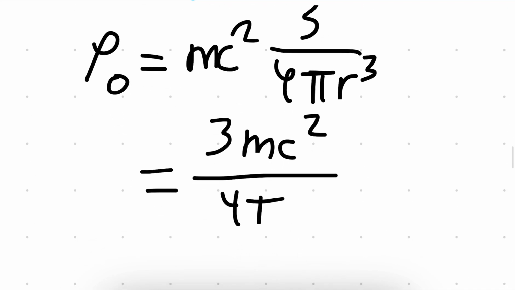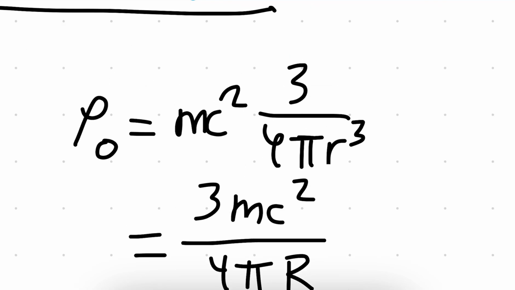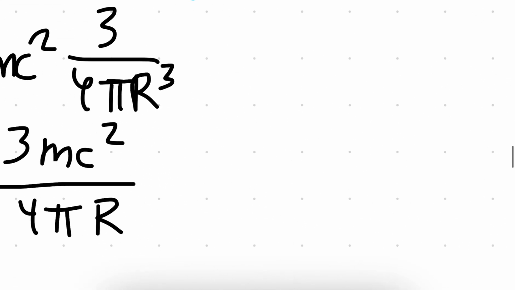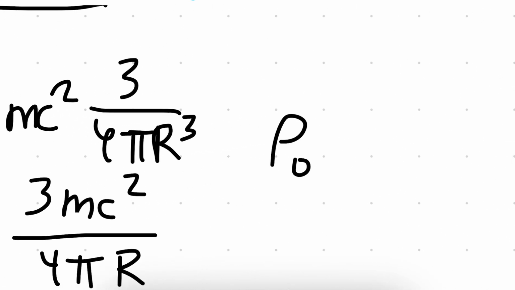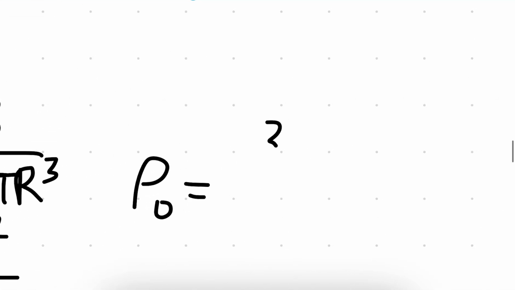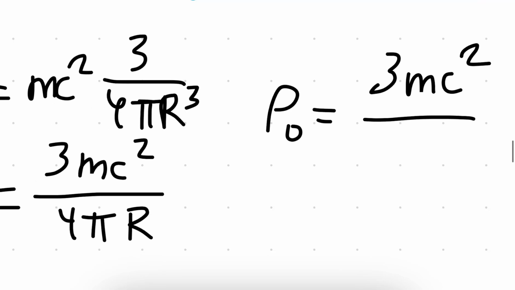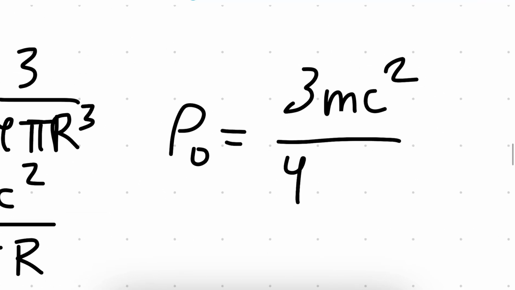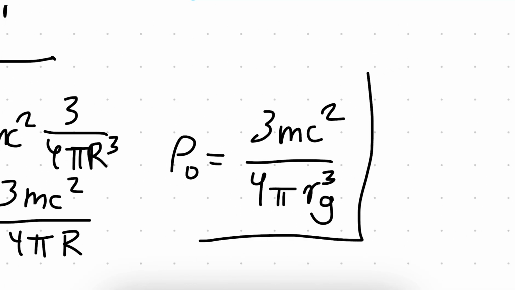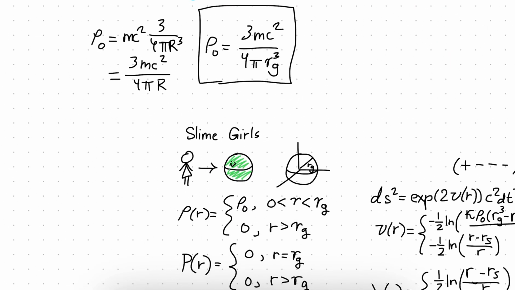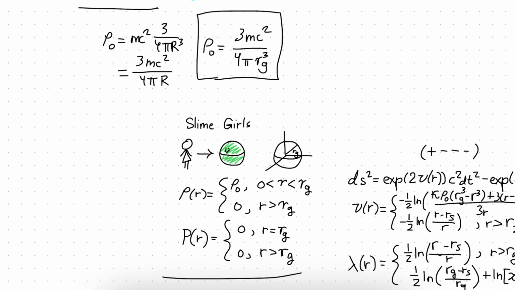I'm going to use a capital R to denote the radius. Or in terms of that r coordinate, I'm going to say that rho naught is equal to 3 mc squared over 4 pi rg cubed. So this is the key formula in finding the energy density of your slime girl. Again, it will vary from one slime girl to another what exactly their energy density is, depending on the mass and the radius which they turn themselves into.